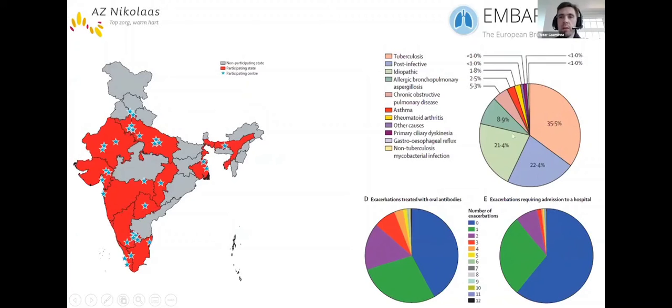They also have ABPA, but what we are missing here, for example, is we have a big group of primary immune deficient patients, and this is not the case, for example, in India. But for the rest, in terms of hospitalization and the use of oral antibiotics, so exacerbations, it's more or less the same as compared to Europe.